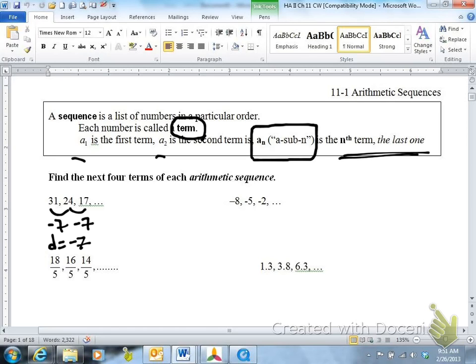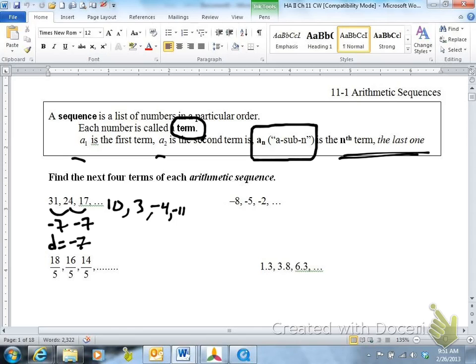So 17 minus 7 is 10. Minus 7 is 3. Minus 7 is negative 4. And minus 7 is negative 11. Sorry that the writing isn't as elegant as my normal writing on the board.